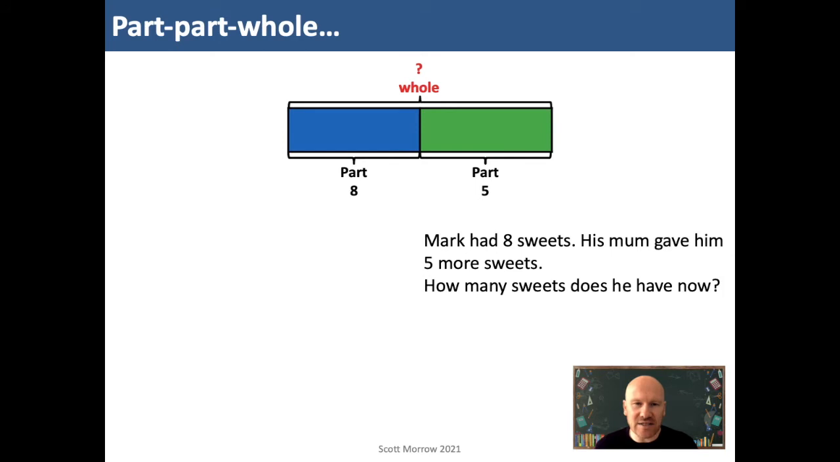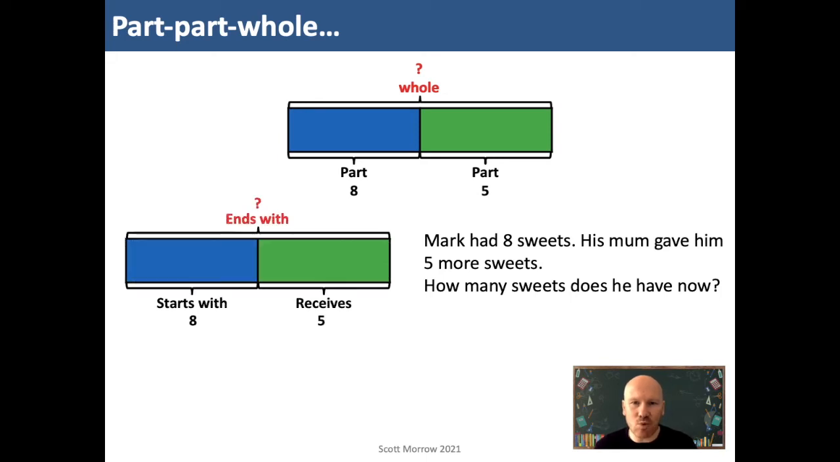Mark had 8 sweets. His mum gave him 5 more sweets. How many sweets does he have now? This is an obvious addition problem because he is getting more sweets, so the amount of sweets is increasing.